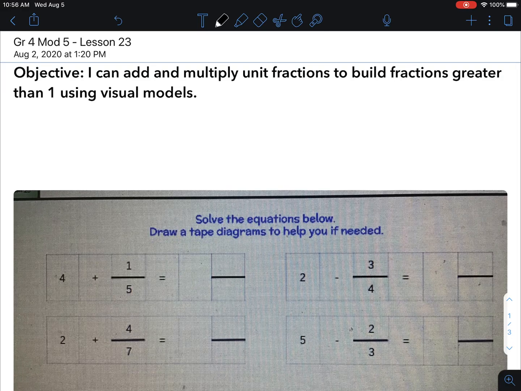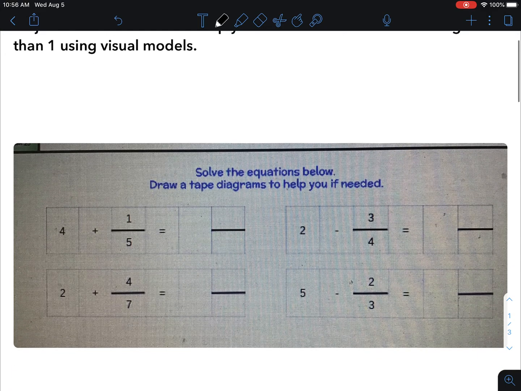The lesson is I can add and multiply unit fractions to build fractions greater than 1 using visual models. All right, so let me explain what that means. You're basically going to be doing what you've done in previous lessons. So the first type of problems you're going to have in your independent practice today are just going to be adding fractions to whole numbers and subtracting fractions from whole numbers. So just what we've done before.